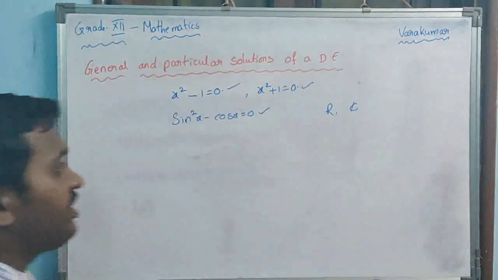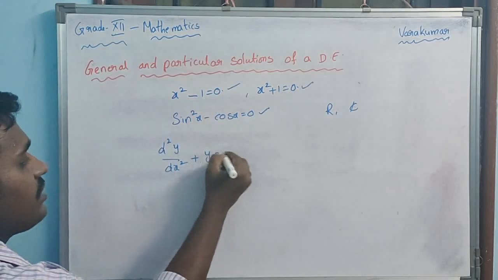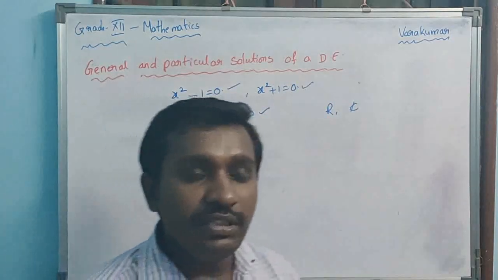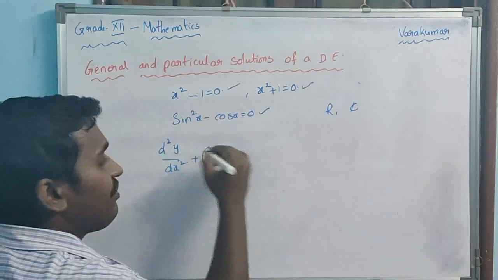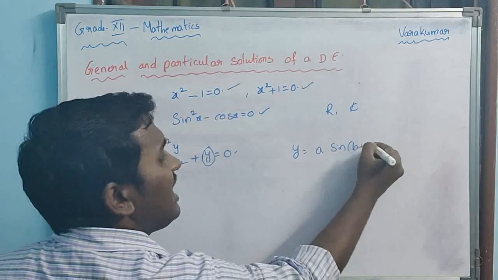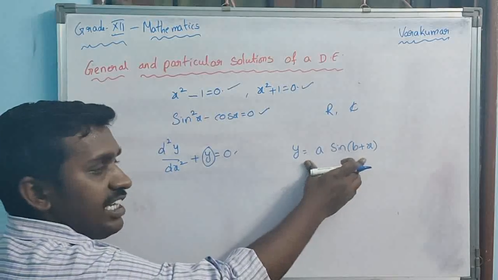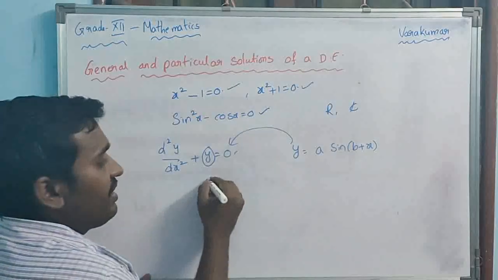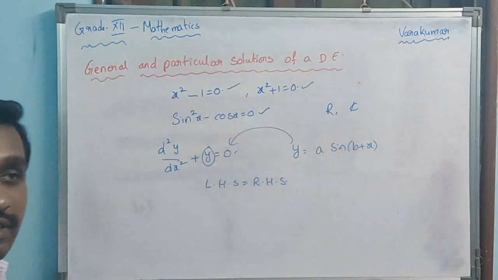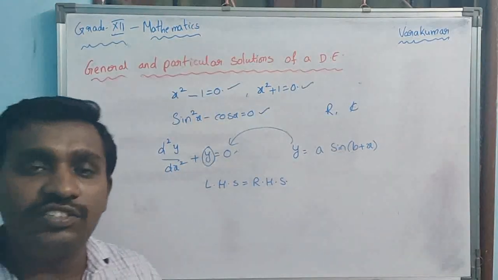Fine. Now suppose you have a differential equation d square y by dx square plus y is equal to 0. This is also an equation, a differential equation. Now if you write something else in the place of y, for example y is equal to a into sine of b plus x, let us assume that it is a solution. If you write this in the equation and LHS equals RHS, then it is the solution of the differential equation. If not satisfied, then it is not a solution.